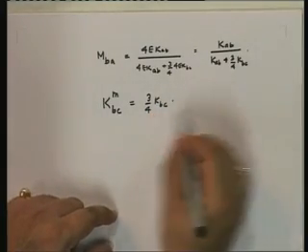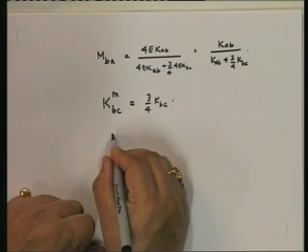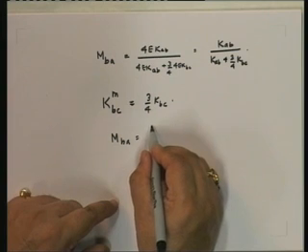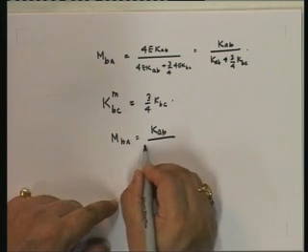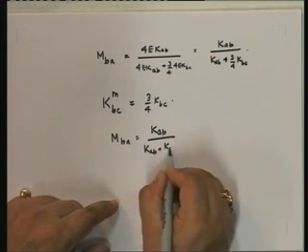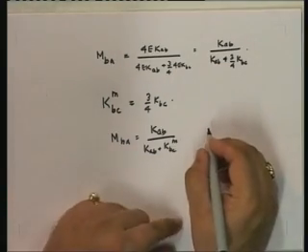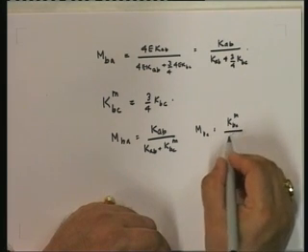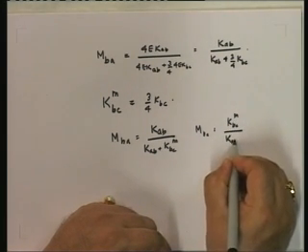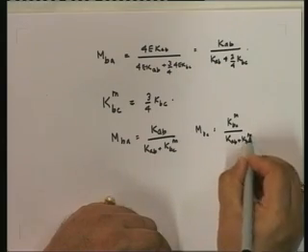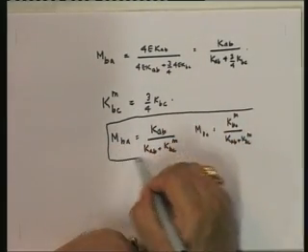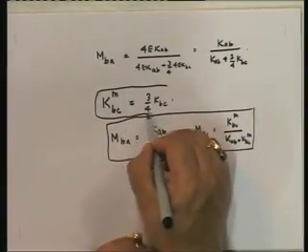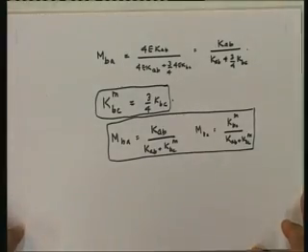If we do that for the modified member, then MBA is equal to KAB upon KAB plus KBC modified, and MBC is equal to KBC modified by KAB plus KBC modified. So the only thing that happens is that when you have a fixed hinged member, the modified K becomes 3 by 4 KBC.